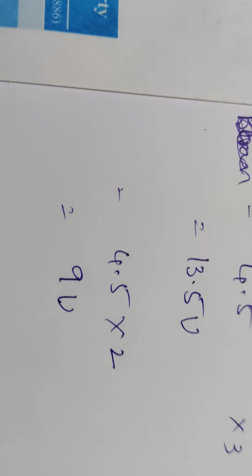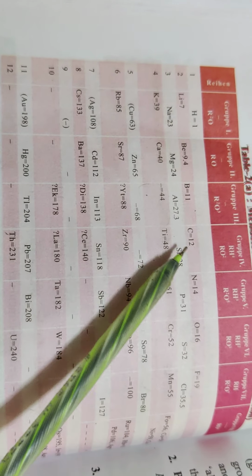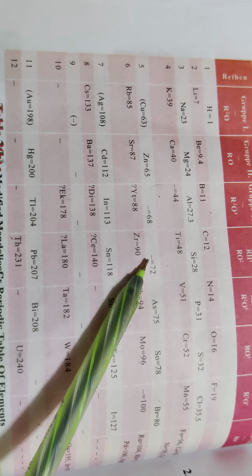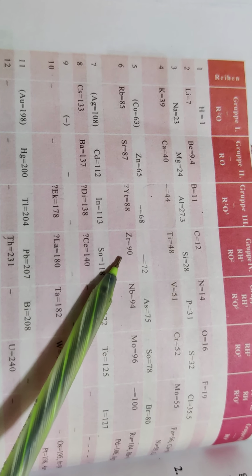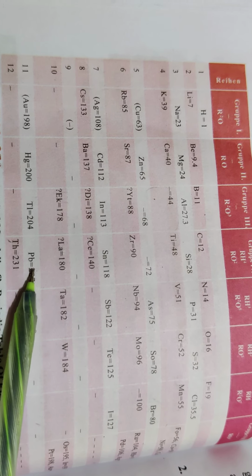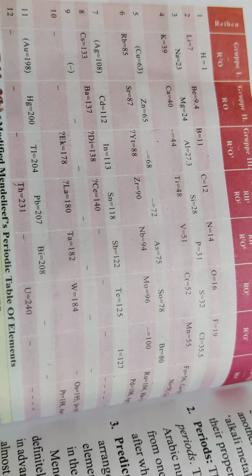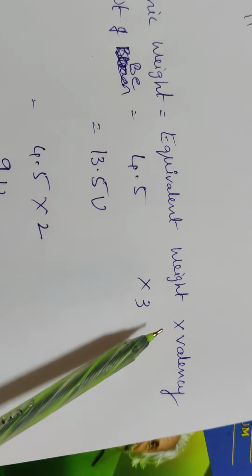13.5. So based on this atomic weight, this beryllium would be placed in some other group. But if it was placed in another group, the properties of beryllium do not match with that group. So due to that reason, he did the correction of the atomic weight of beryllium by changing the valency.